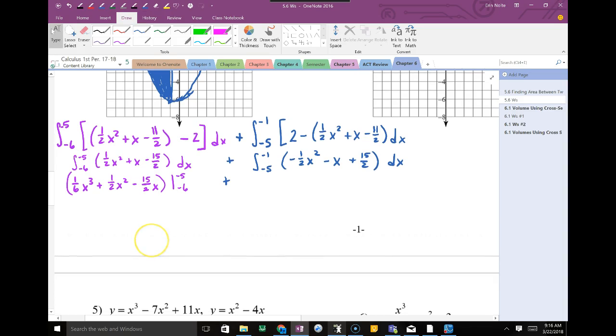So what is the integral of negative 1/2 x squared? Negative 1/6 x to the third. What is the integral of x? 1/2 x squared. And what is the integral of 15 halves? 15 halves x. Okay, I need my line from negative 1 to 5. All right, you guys ready for my trick?